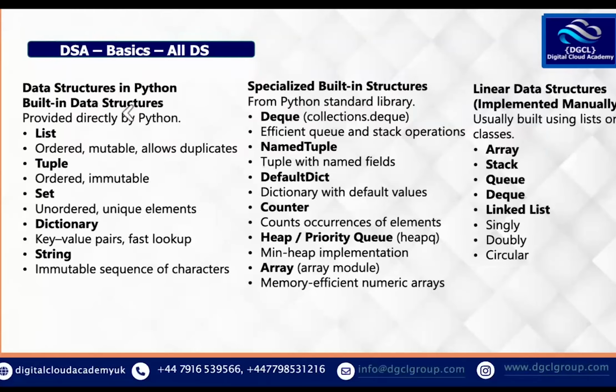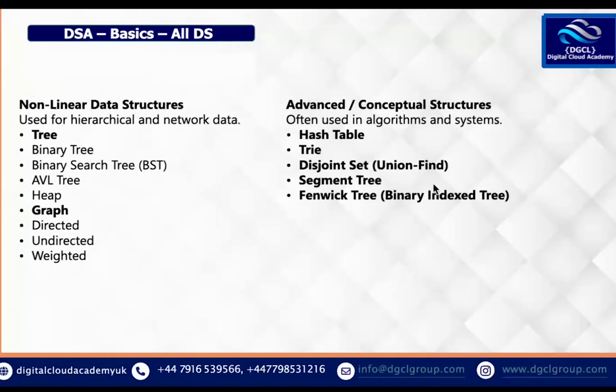Data structures in Python: built-in data structures provided directly. You know our list already. It's ordered, mutable, allows duplicates. Tuple is ordered and immutable, so that means it cannot be removed. Remember, we all know the set: unordered, unique elements. A dictionary has key and value pairs. I think we know all this already, so it shouldn't be a problem.